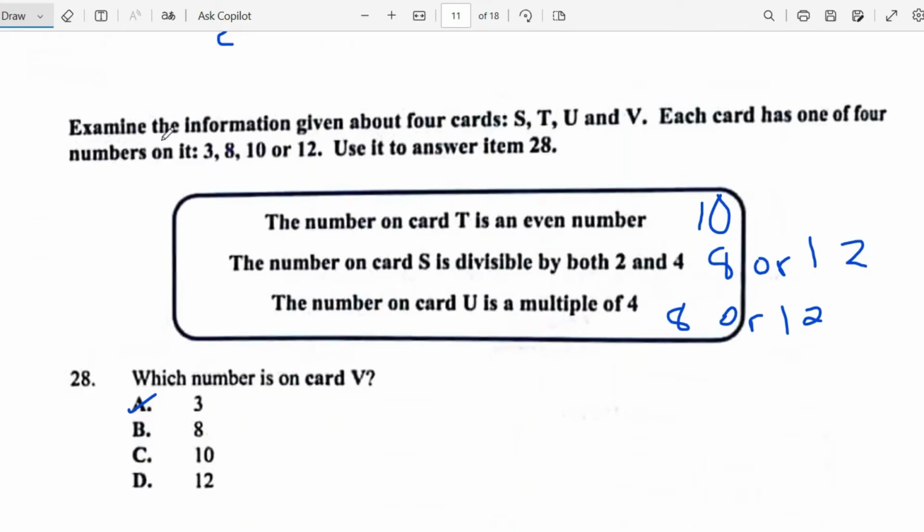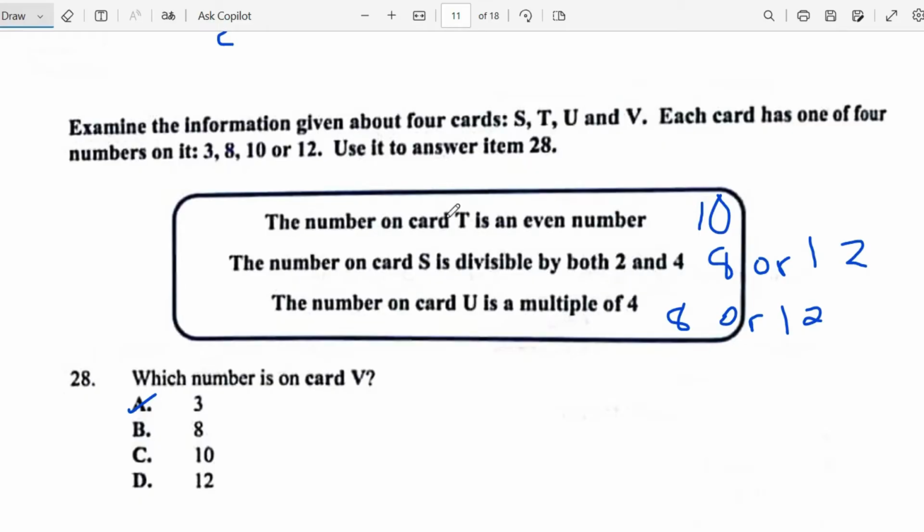Let's look at the next question. Examine the information given for 4 cards S, T, U, and V. Each card has one of the 4 numbers on it: 3, 8, 10, or 12, and you should use it to answer item 28. So let's look at the cards now.